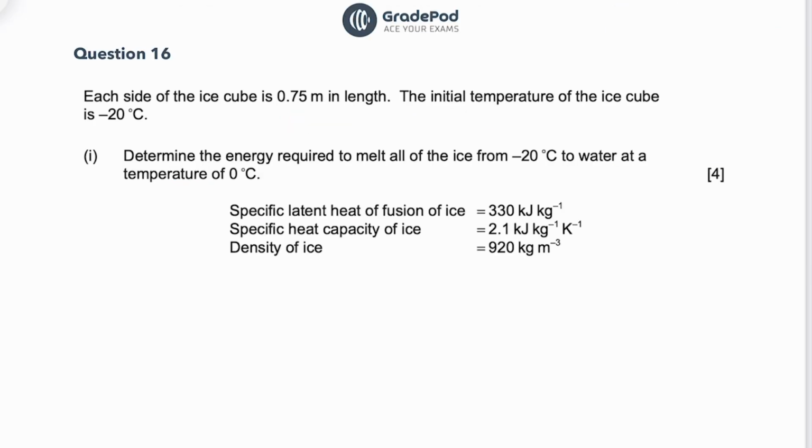Question 16. Each side of the ice cube is 0.75 metres in length. So we've got an ice cube like this. This is obviously a follow-on from another question, by the way, but we don't need to know what the rest of it is. We can just get on with this. Each side of the cube is 0.75 metres in length. The initial temperature of the ice cube is minus 20 degrees.